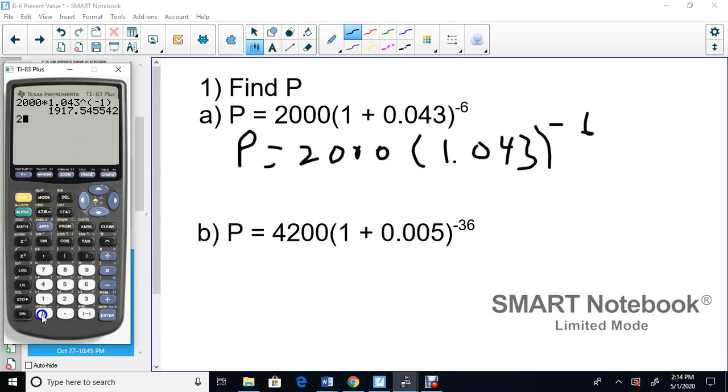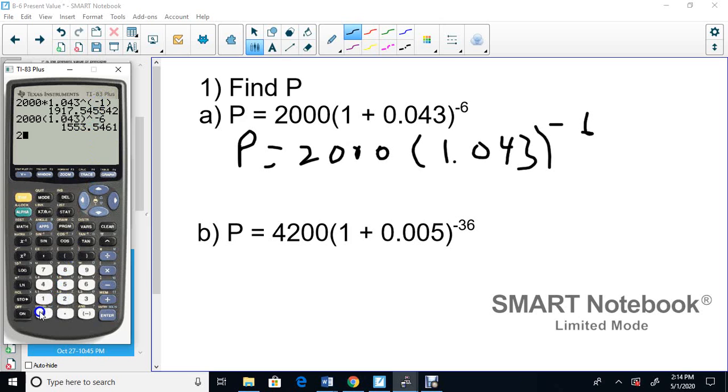Another way, you can go 2,000. Some of you just put a bracket 1.043 to the exponent negative 6. Some of you might have to do it that way. When it's a different answer, something's wrong. I didn't put the exponent 6 on the first one.